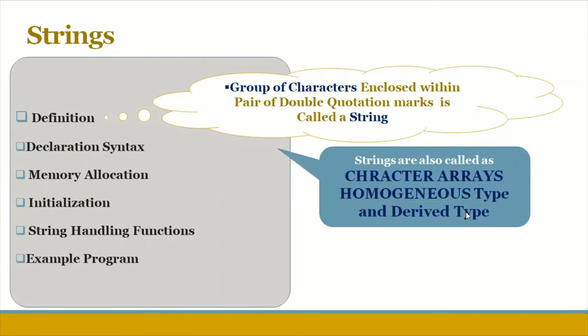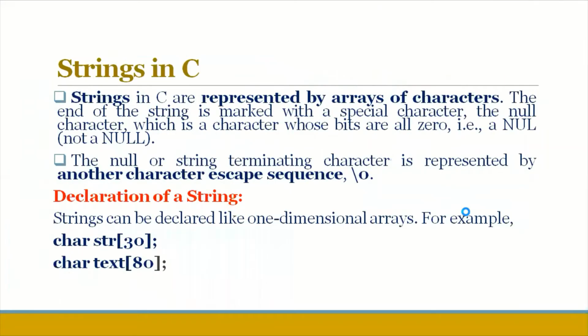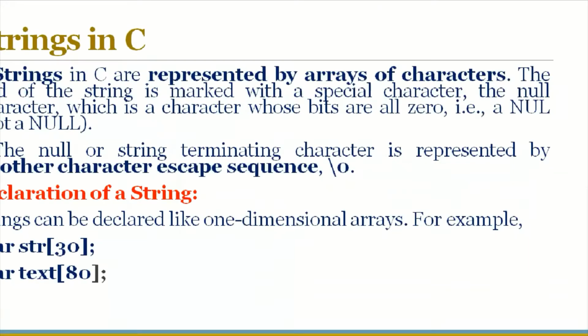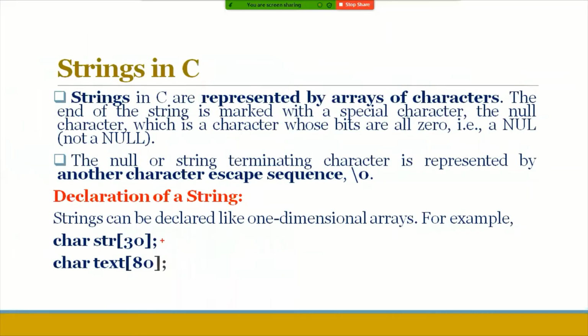Then we'll see string declaration and example. In this slide, we will see a special character introduced in the case of strings, that is called the null character, that is \0. This \0 is also called the null character, which is used to specify the end of the string.